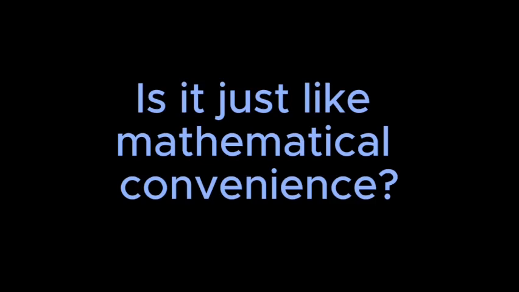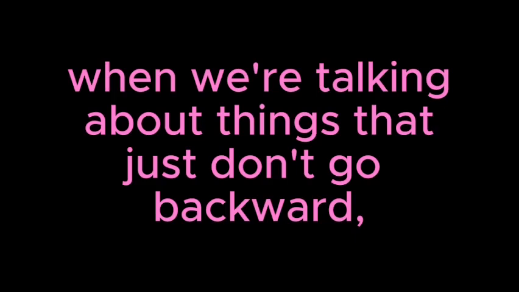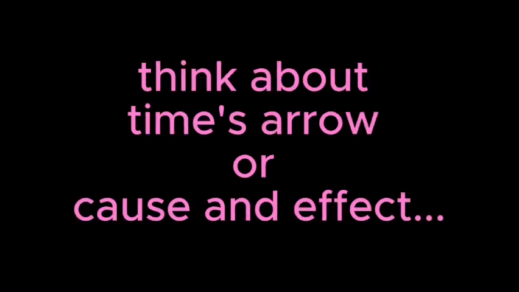Why do we need both? Is it just mathematical convenience? I think it's deeper than that. It touches on that fundamental ontological question about what reality is. Okay. Strict order is indispensable when we're talking about things that just don't go backward. Think about time's arrow or cause and effect. The cause has to come before the effect. Irreversible processes. Got it.